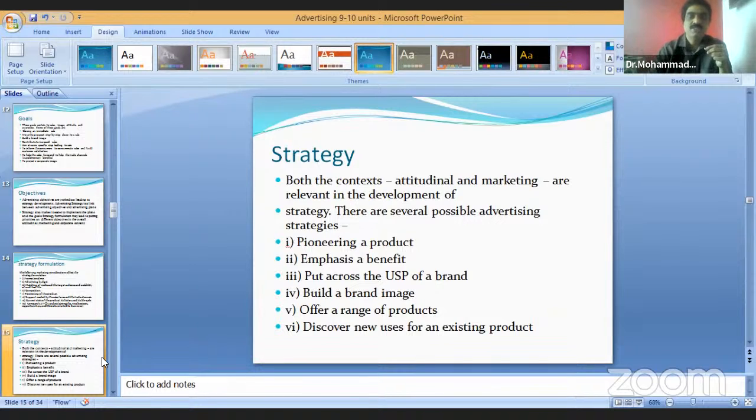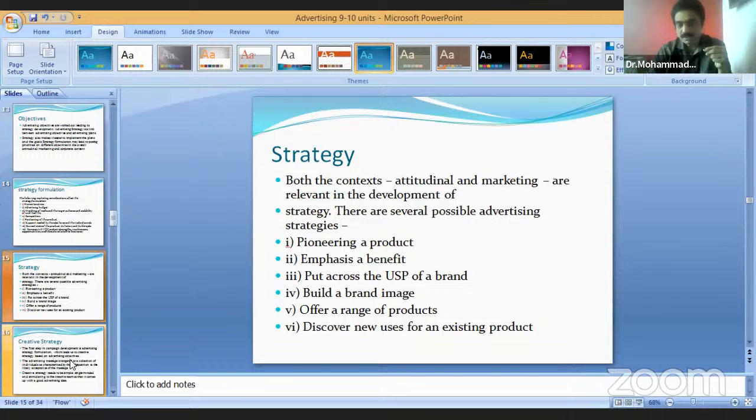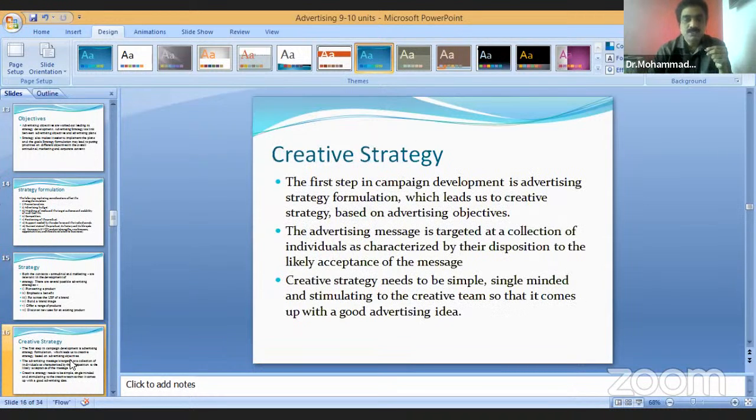Discover new uses of the existing products. So what are the new uses? Suppose we're using a particular product, what will be the new uses of that product? This kind of thing also needs to be evaluated.